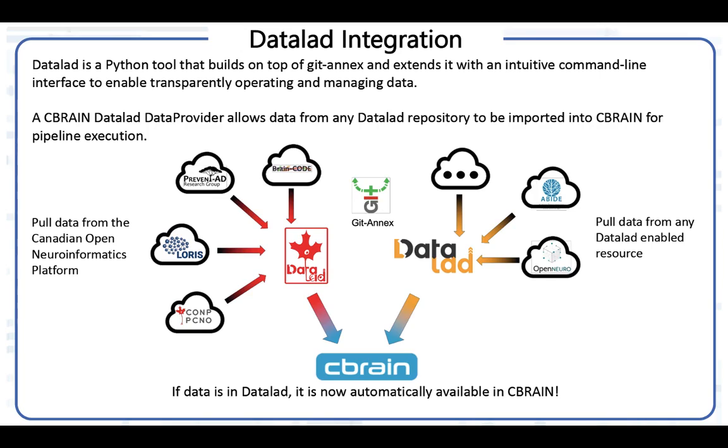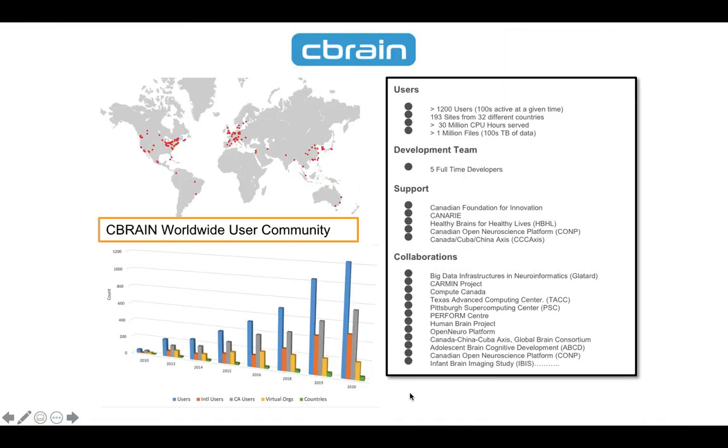The environment that I've been describing also has incorporated DataLad, which in essence is a Python tool that builds on top of Git-annex and extends it with an intuitive command line interface to enable transparently operating and managing of datasets. And if the data is in DataLad, it is now automatically available for processing within CBRAIN. CBRAIN is widely used at this point, over 1,200 users in about 200 sites from about 30 countries, and a steady growth, as you can see at the bottom here, in the user base of CBRAIN.